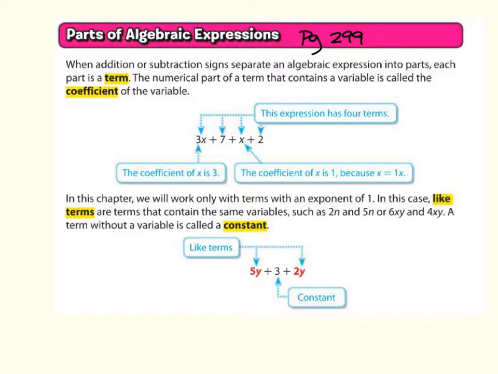The 7 is a term, but it has no variable with it whatsoever, so we call that a constant. The x is just all by itself, although we need to remember that there is a 1 in front of it. So 1 would be the coefficient and x would be the variable. The number 2, since it doesn't have a variable with it, we call that a constant. So constant is referred to at the bottom of the model down there with the like terms and the constant. Okay? So let's just go ahead and get practicing.